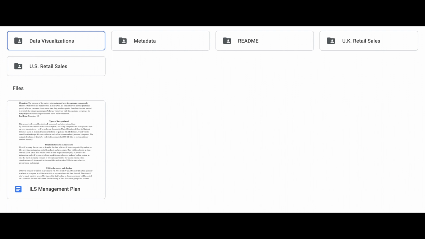The fourth is the UK retail sales, which contains the data sets for both online and retail sales in the UK. And the last folder will be the US retail sales, which contains the online and in-person retail sales data sets for the United States. And we'll also have the ILS management plan, which contains the data management plan for this research.